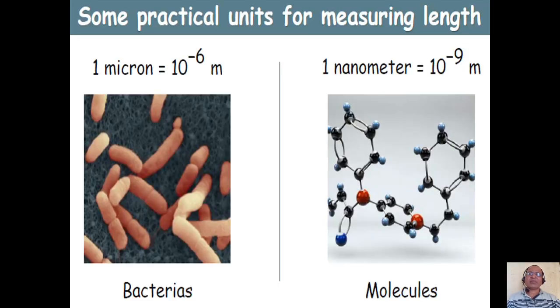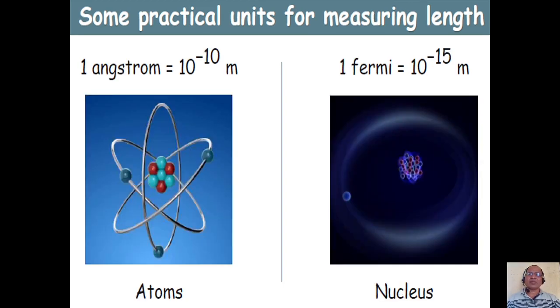There are certain practical units for measuring length also. We know that bacteria are very small, they cannot be seen through naked eyes. For this purpose we need a microscope. The size of bacteria is of the order of microns. So 1 micron stands for 10 raised to minus 6 meter. The size of molecules is again very small, it is measured in nanometer. So 1 nanometer stands for 10 raised to minus 9 meter.